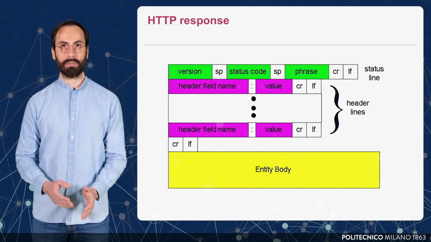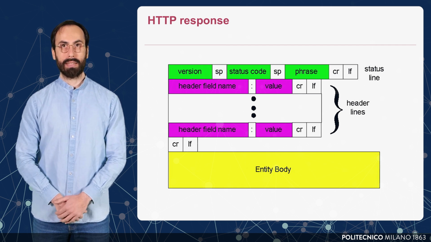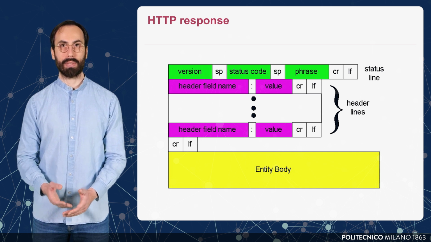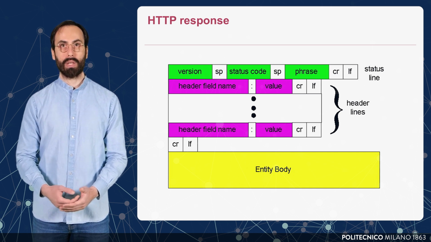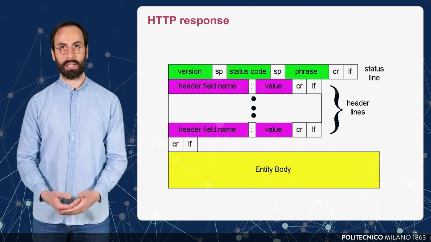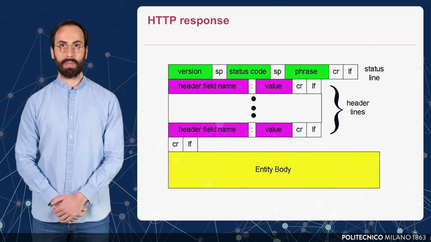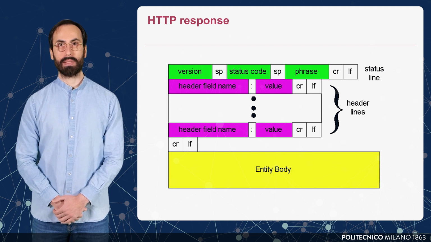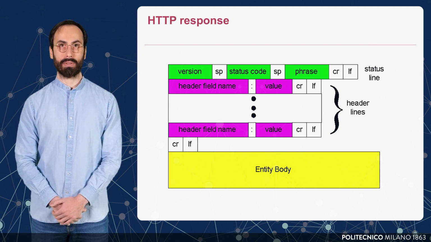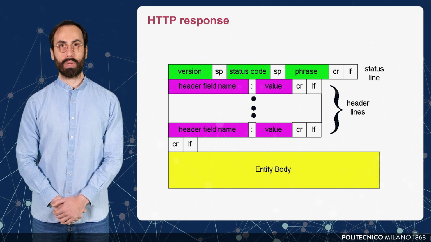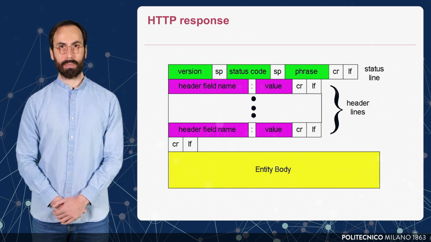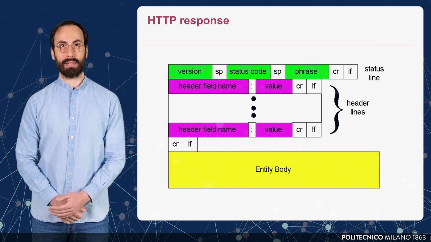The status line is the first part of the response and provides essential information about the outcome of the request. It includes the HTTP version used by the server, followed by a numeric status code and a corresponding phrase. For example, a status code of 200 with the phrase OK indicates a successful request, while 404 Not Found signals that the requested resource could not be located. These elements are separated by spaces and terminated with a carriage return and line feed.